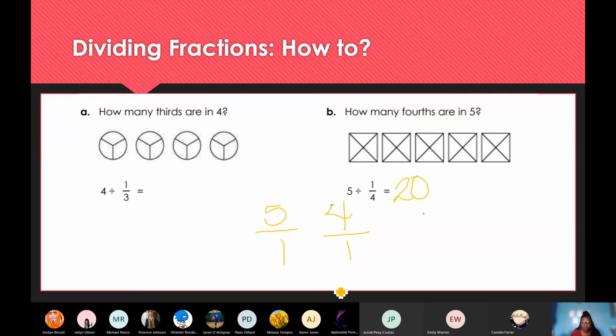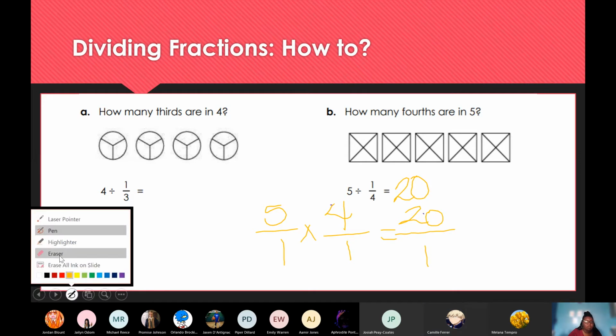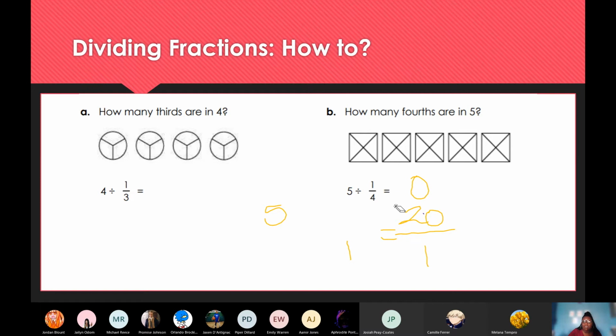Step 3. Multiply your fractions. Multiply straight across. 5 times 4 is 20. And 1 times 1 is 1. So my answer is correct here. But I'm not done with you yet. Let's keep practicing today, because today we have to do some dividing with mixed numbers.